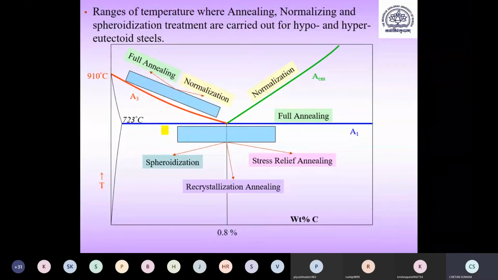Now, three different processes which are also part of annealing, sometimes called surface annealing or stress relieving or spheroidizing.